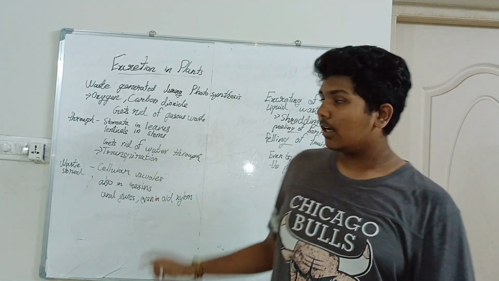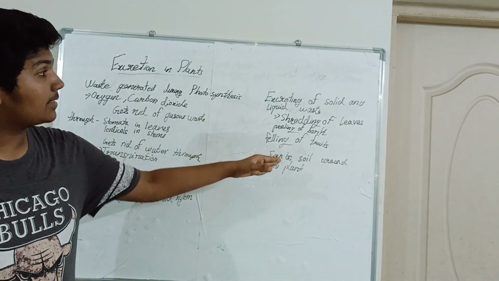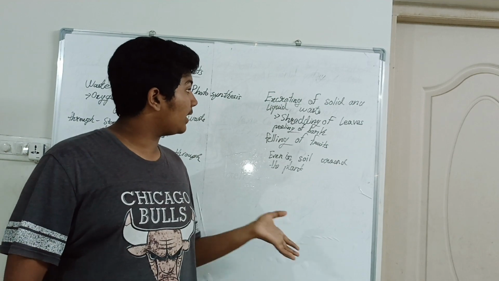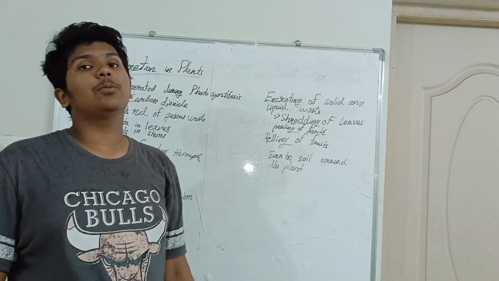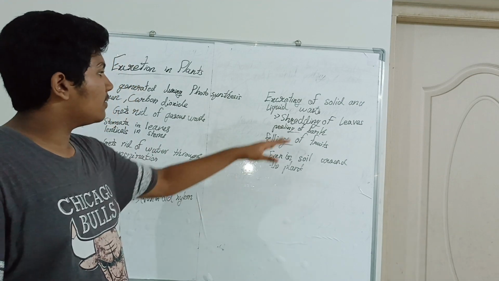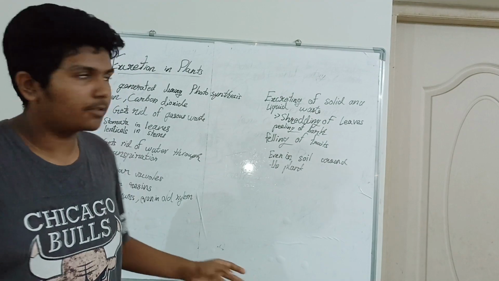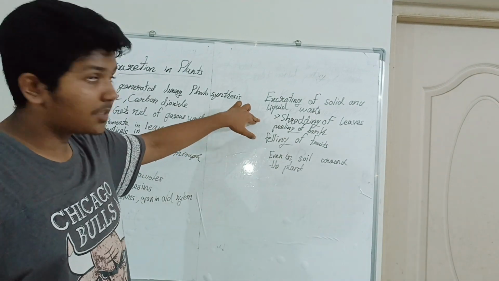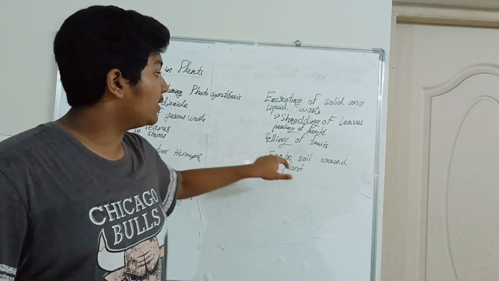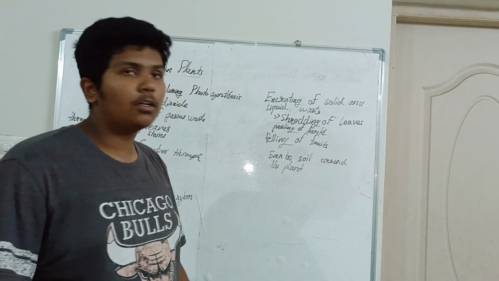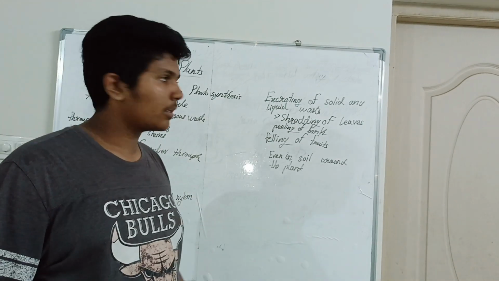So next, how does it excrete, or explain the process of excreting the solid and the liquid waste? That means these 4 points I mentioned: shedding of leaves, peeling of bark, falling of fruits, and even soil around the plant. Although it might come for probably 3 marks or something.